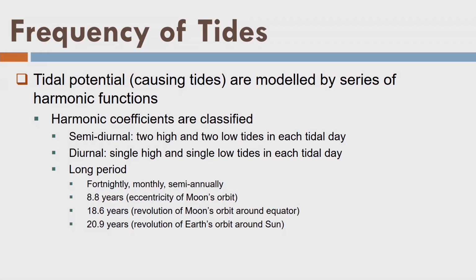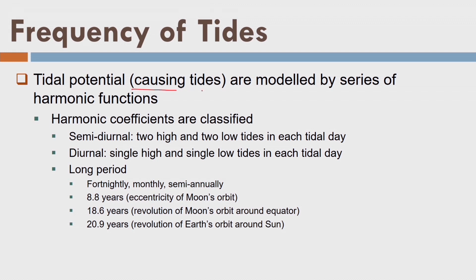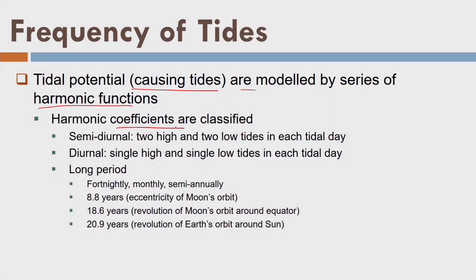What is the frequency of the tides? You can see the tidal potential which is causing the tides is modeled by a series of harmonic functions, because they are basically varying in sinusoidal form, or we can say some kind of periodic functions. We divide the harmonic coefficients into three categories. One is semi-diurnal, that means 2 high and 2 low tides in each tidal day. Then diurnal, that is daily, a single high and single low tide in each tidal day. Then we have long period. Long period means fortnightly, monthly, semi-annually, that is 6 months.